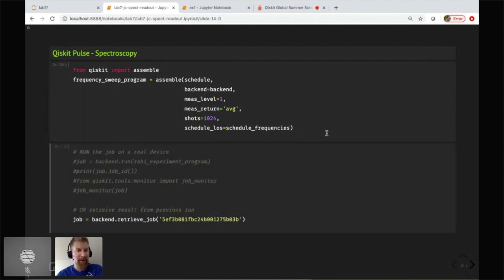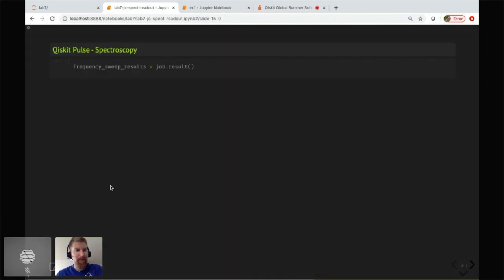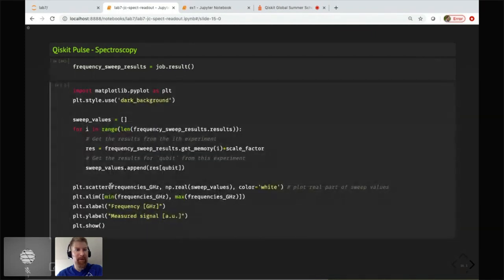So let's execute that. And then we could run the job on an actual device, which is what this code would do here for you. But I've already run it on an actual device, so I'm going to retrieve the data from a previous run. And then I can take that result and put it into my frequency sweep results array. And then I want to extract the values and plot. So what I can do is just take the values and get it from the memory, multiply it by a scale factor that you need for the experimental systems, because of scales that occur in the systems. Append the results. This is stuff that I will tuck under the hood for you in the homework. And then we can plot that.